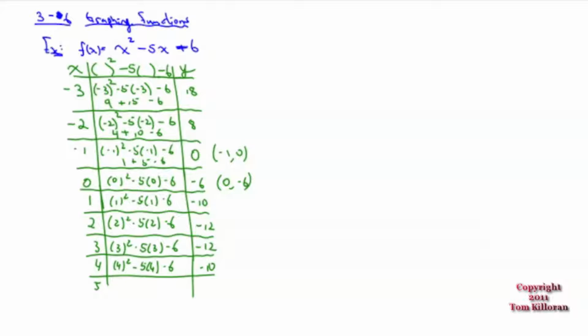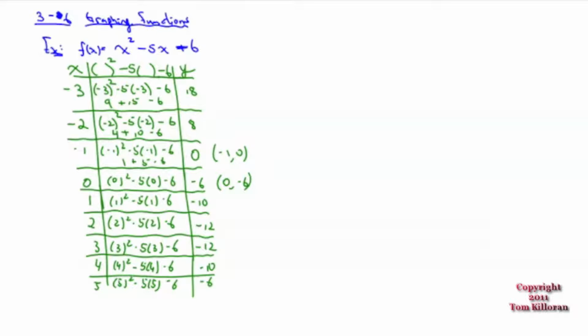I only have to get to 6. After 6, I don't want to go any further. And plus, I'm running out of room. If I plug in 5, we're going to get 5 squared, which is 25, and then we got 5 times 5, which is 25, so 25 minus 25 is 0. Then we got this minus 6, so that'll leave you the minus 6.